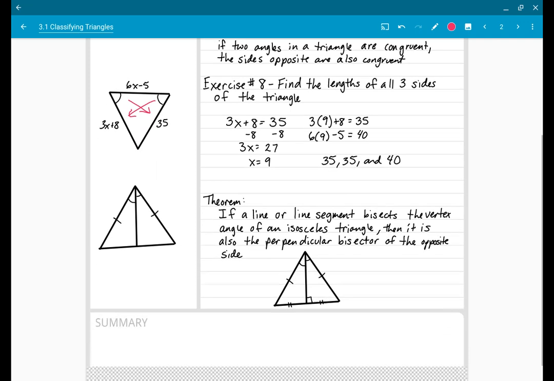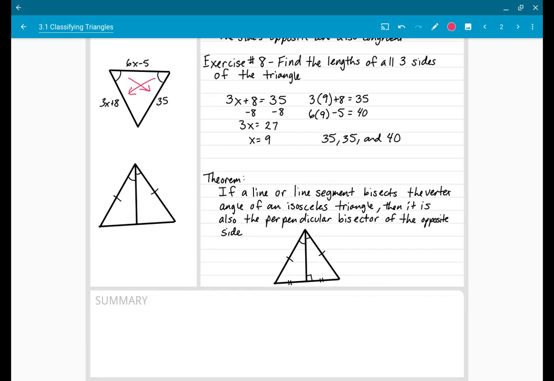Another useful theorem we're going to learn about a little more in class is if a line or a line segment bisects the vertex angle. So the vertex angle is the one at the tippy top that is between the two congruent sides. If it bisects that angle, so you see this is congruent to this, then the line is also the perpendicular bisector. So it's perpendicular to the line at the bottom, and it bisects it, meaning that it creates these two congruent pieces. So that'll be useful as we go along.